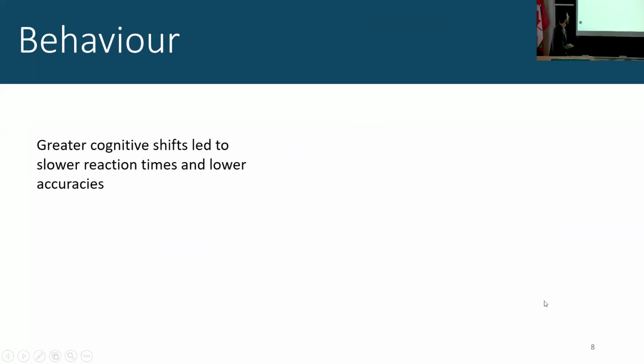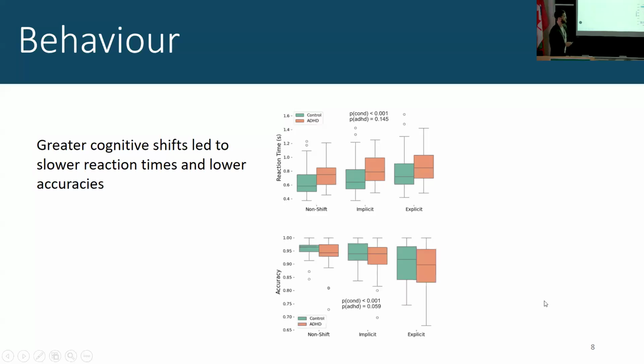So firstly, we analyzed the behavior of the participants. How did they respond in terms of reaction times and accuracy? We found that greater cognitive shifts led to slower reaction times and lower accuracies. So this just shows that the task works. The explicit condition here has the slowest reaction times and the lowest accuracies.